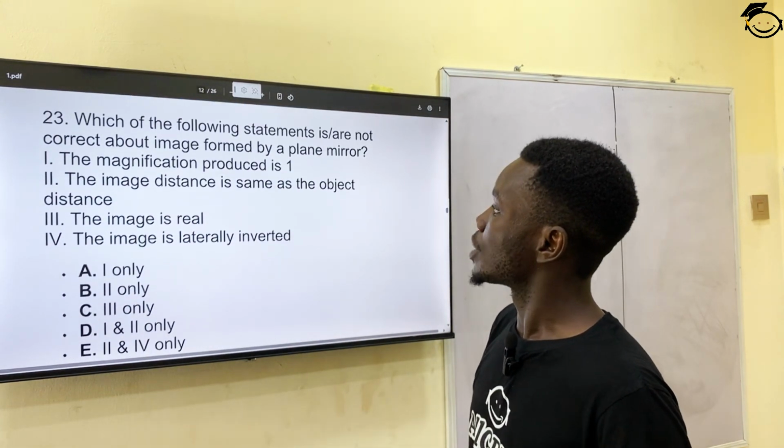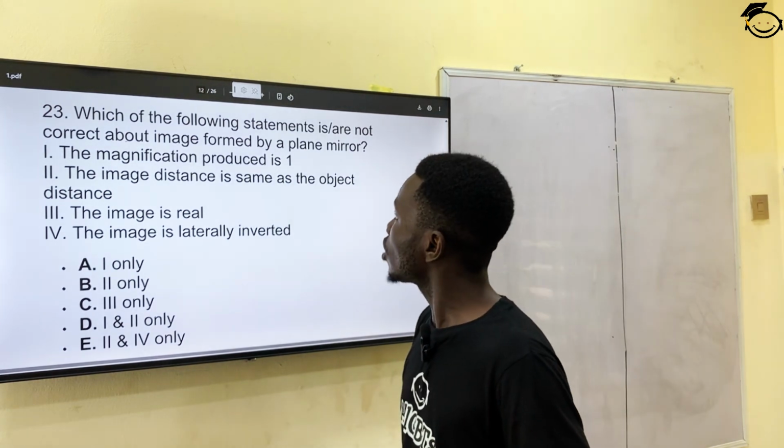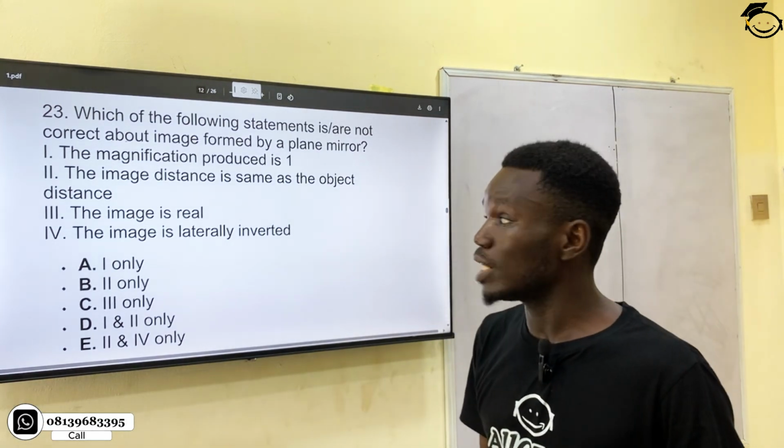So that takes us to question number 23. Question number 23 says, which of the following statements is or are not correct about the image formed by a plane mirror?